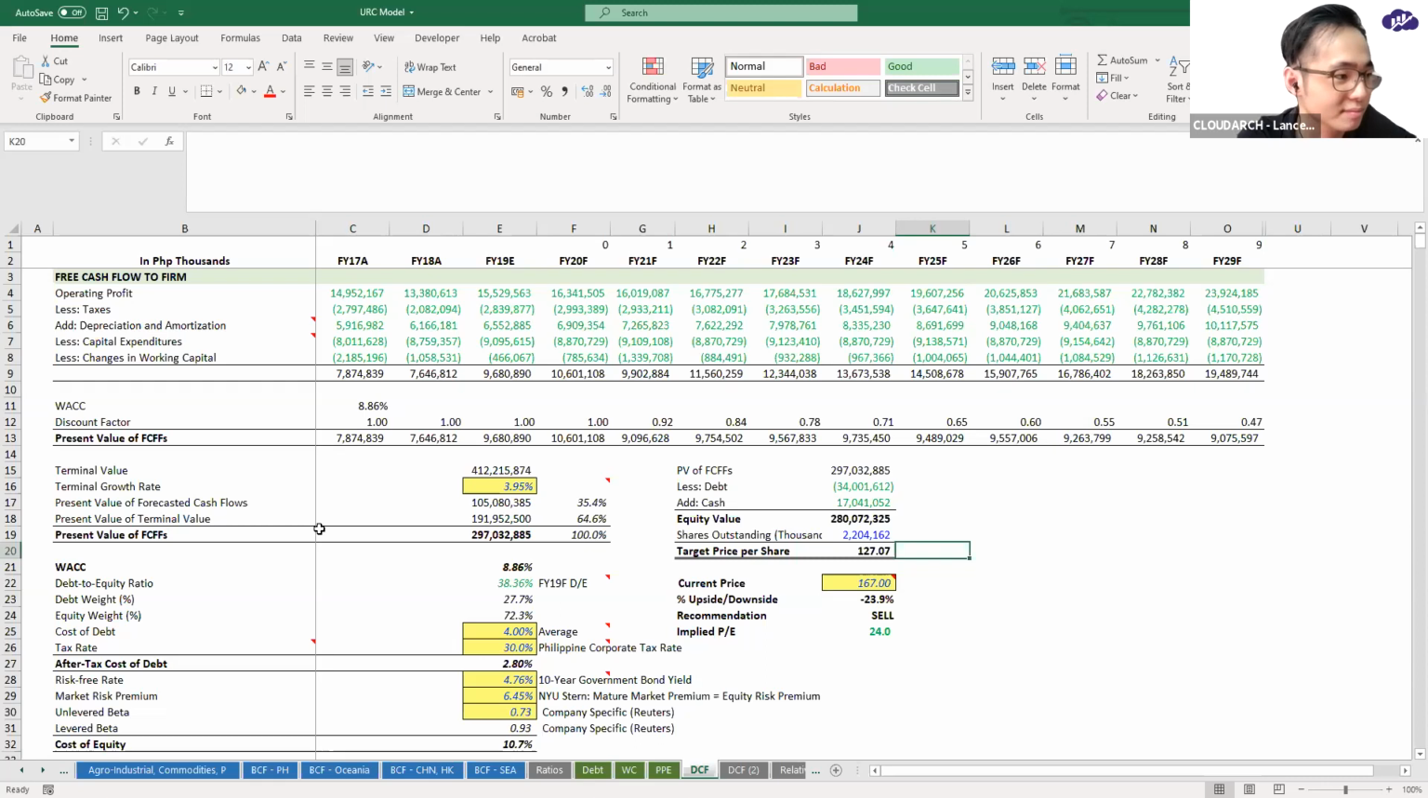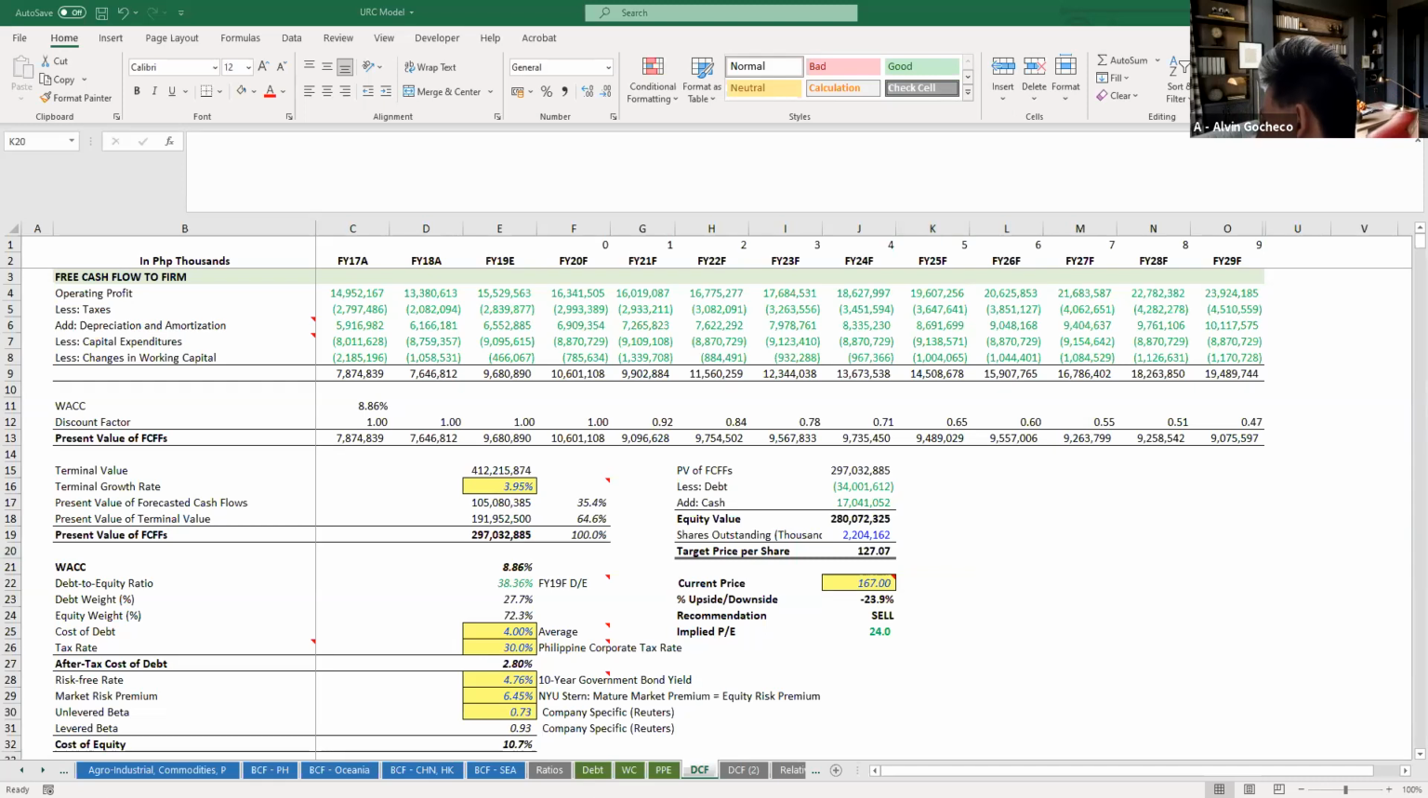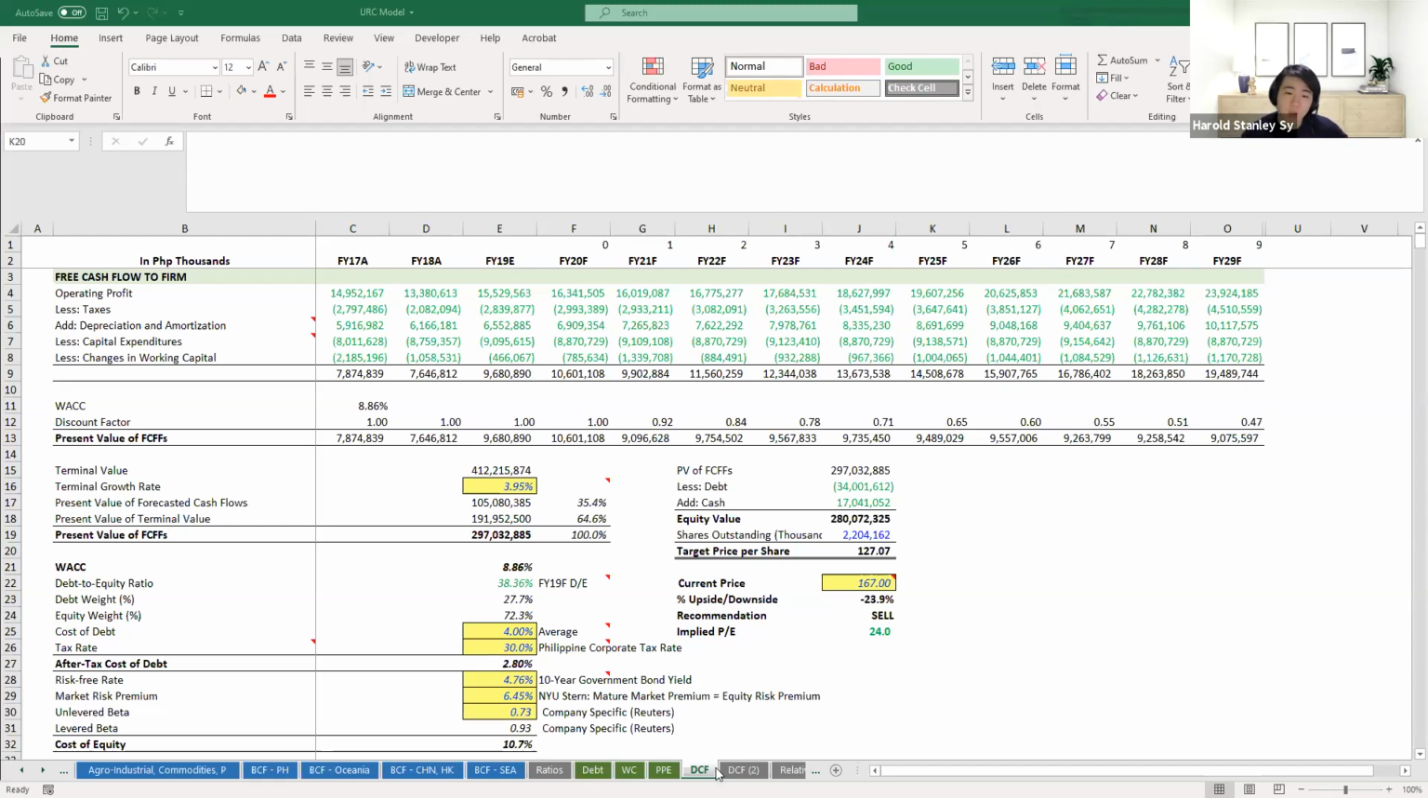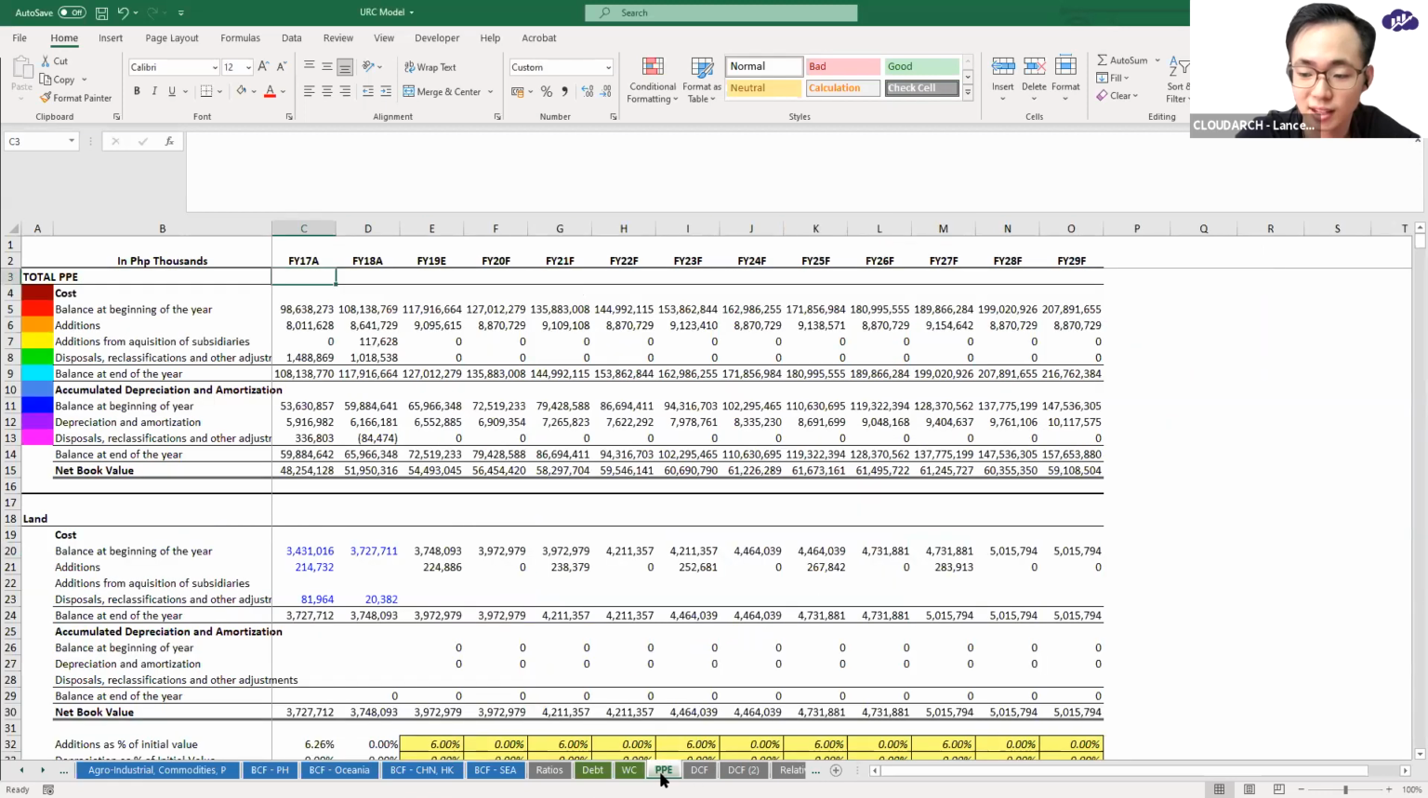Yeah. Thank you, sir. Harold, do you have a question? Okay. My question lang is, since dun sa simplified, we removed the PPE section. So pag yung company is PPE heavy, will that be a big factor? Yeah, it can be. So pagka ganun, how do we forecast yung PPE sa simplified version? Well, you just have to add a PPE tab.